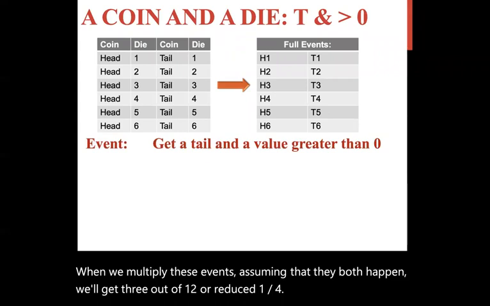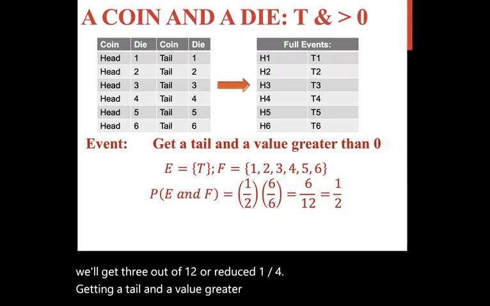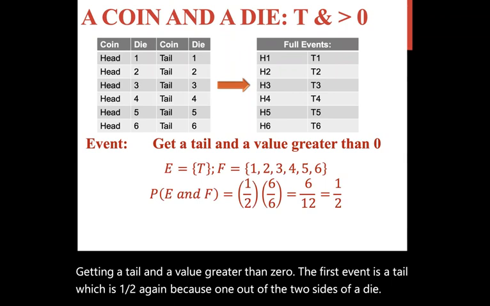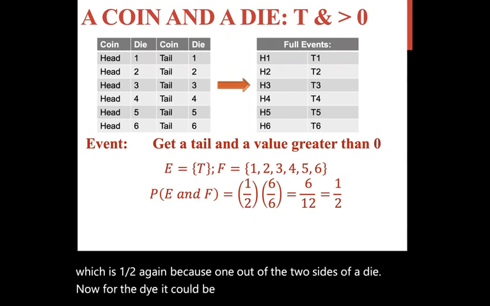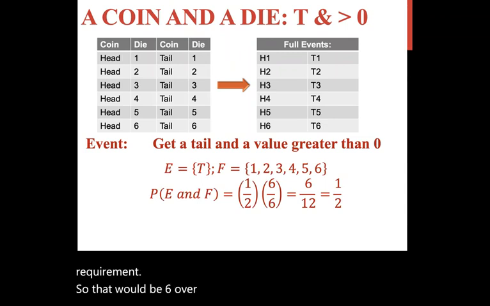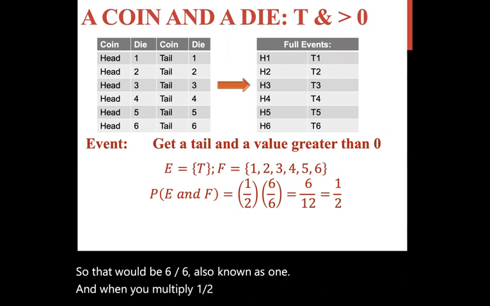Now getting a tail and a value greater than 0, the first event is a tail, which is a 1/2, again, because it's one out of the two sides of a coin. Now for the die, it could be anything and it satisfies the requirement. So that would be 6/6, also known as 1. And when you multiply 1/2 by 1, you'll get 1/2.